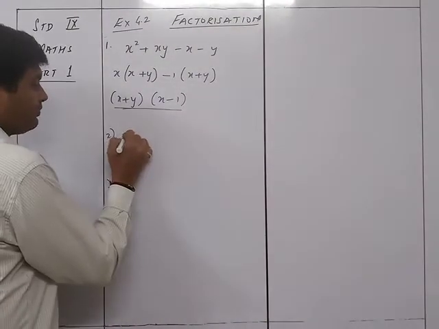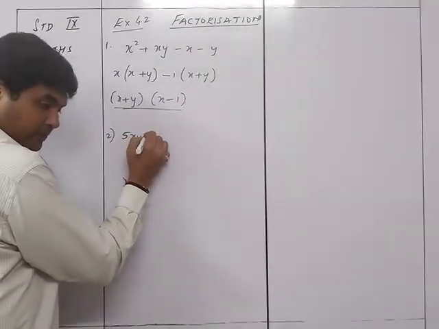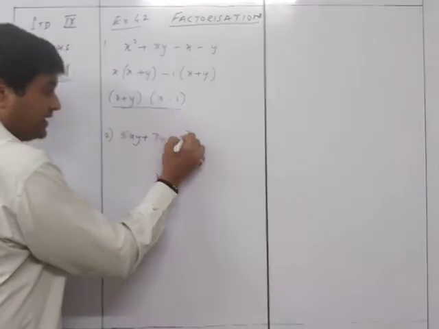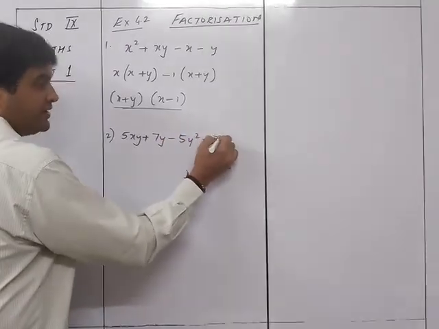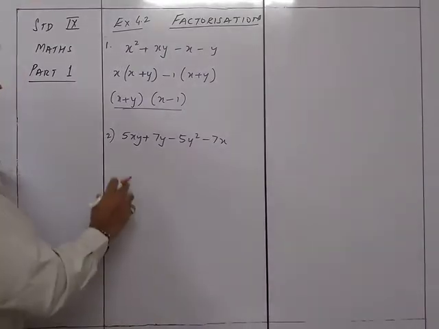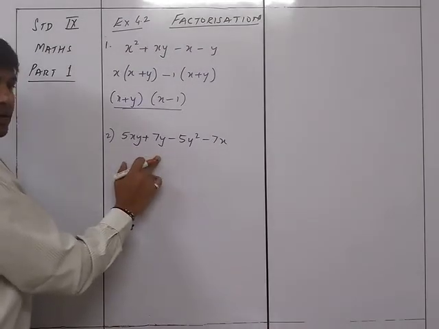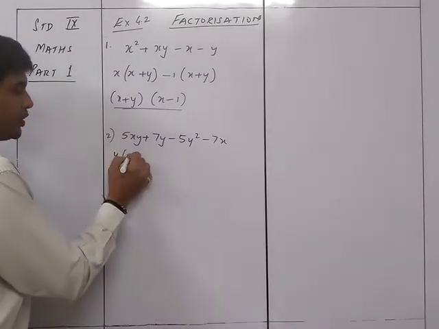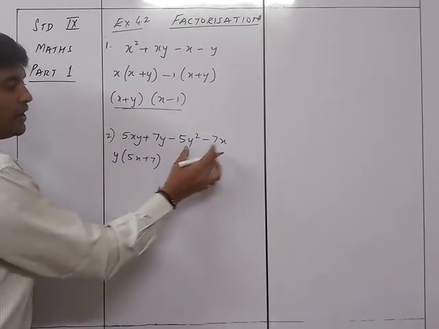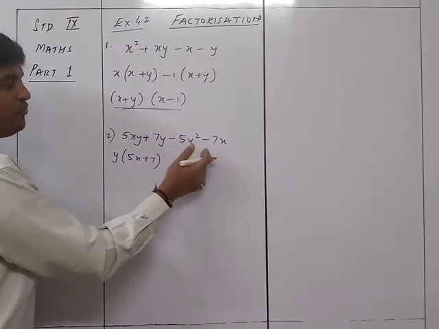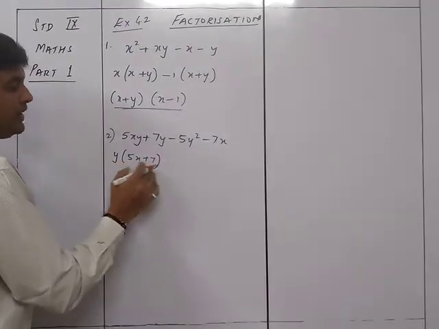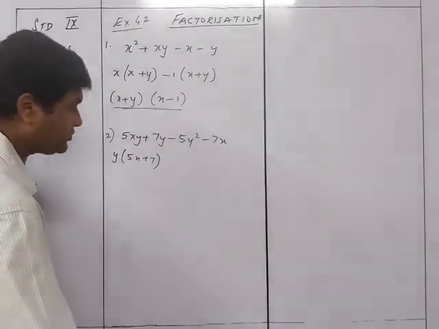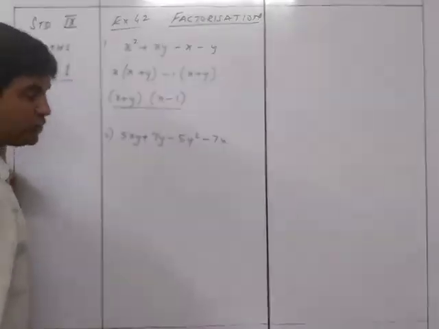Sum number 2, 5xy plus 7y minus 5y square minus 7x. Now you will see that if I take y common over here, it will be 5x plus 7, but I cannot take 5x plus 7 over here because there is no 5x at all. So that means this particular pair which I have taken to be common is wrong. I should have taken something else.